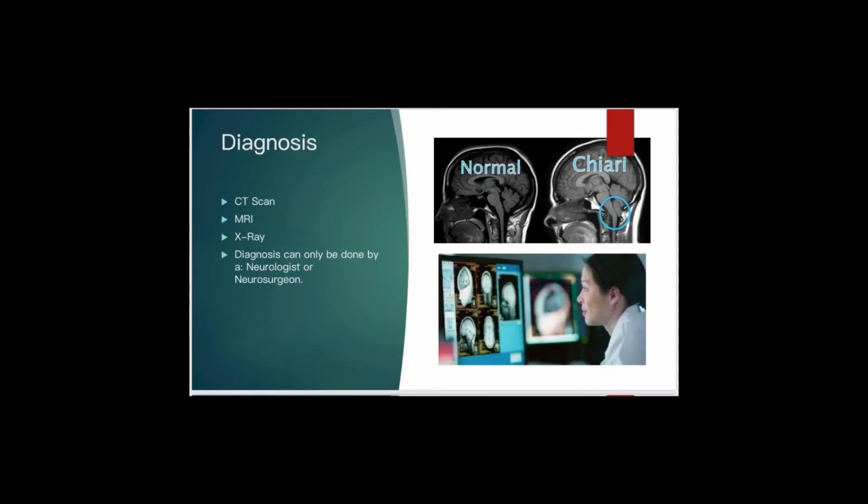To be diagnosed with Chiari malformation, either a CT scan, MRI, or X-ray must be done, and it must be read by a medical professional. Typically, a neurologist or neurosurgeon must review and diagnose someone with this condition. It can be done either in the hospital or urgent care or wherever the medical professional works.